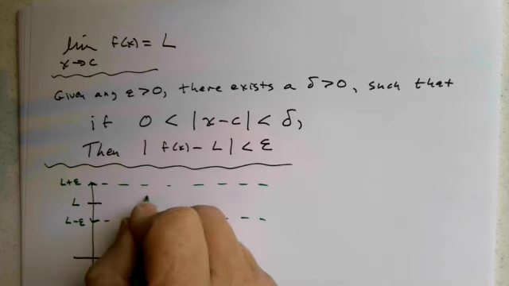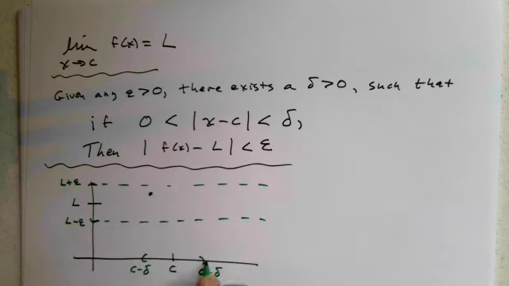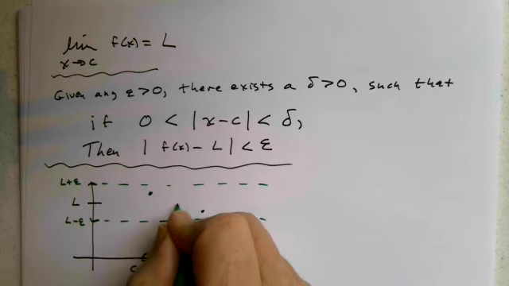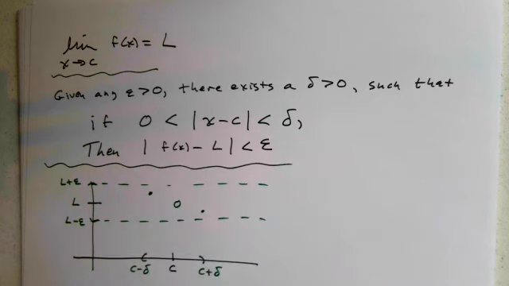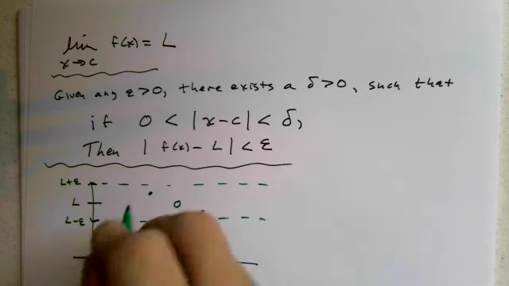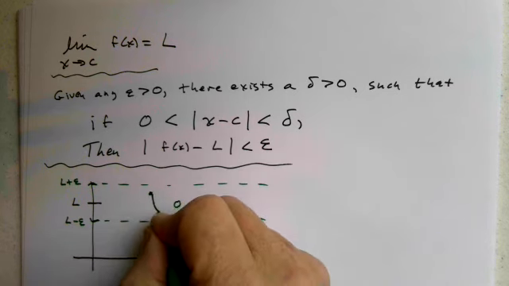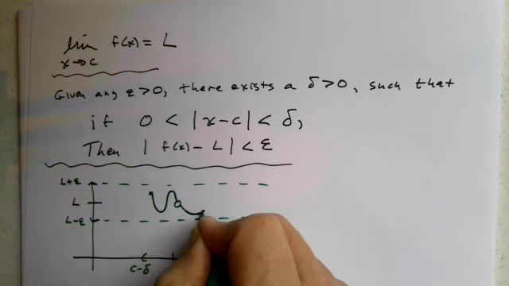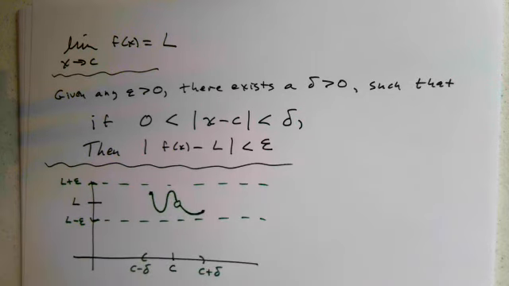So maybe f of c minus delta is here within the ribbon. Maybe f of c plus delta is here within the ribbon. C doesn't matter. Doesn't matter where C is. F of C could be anywhere, but all of the points near C have to be within that ribbon. We can't extend beyond it. That is in essence what this definition means.